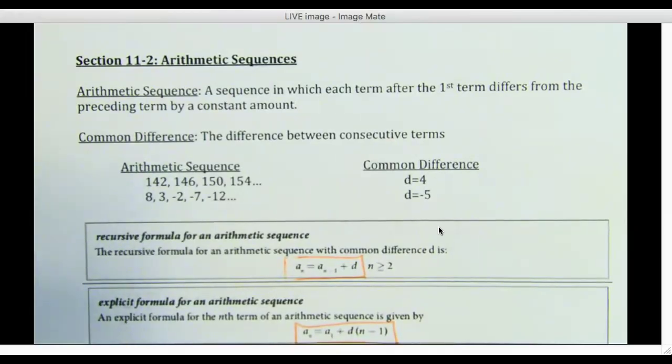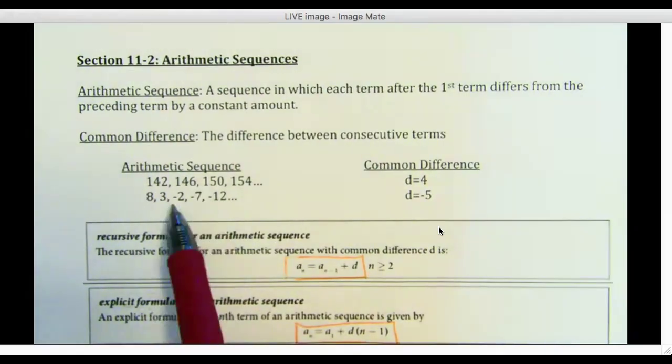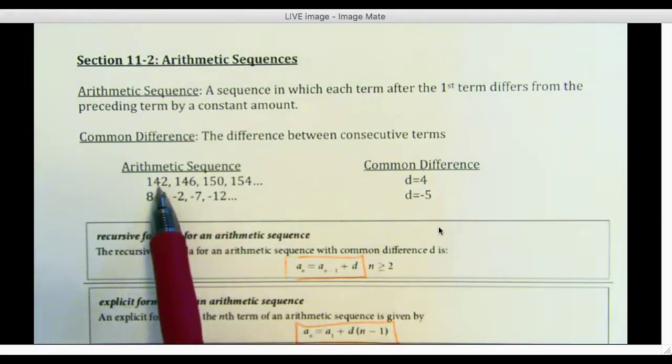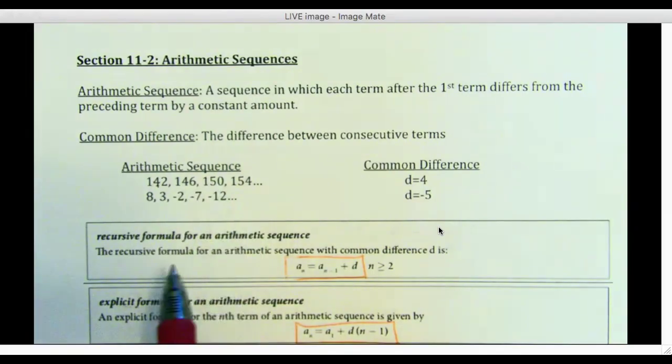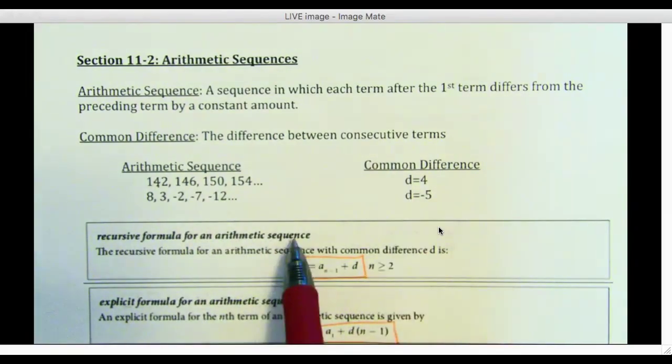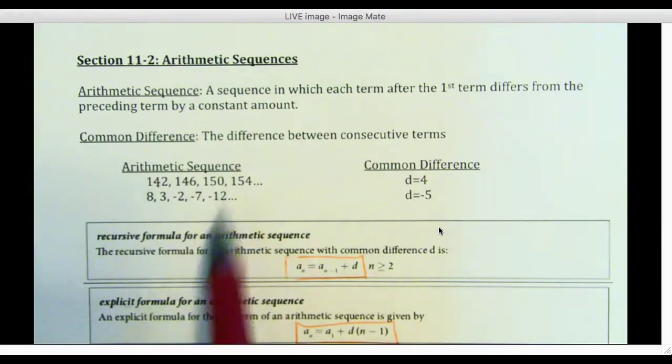Great, this is chapter 11, section 2, and we are looking at arithmetic sequences. An arithmetic sequence is a sequence where we are adding or subtracting the same amount each time to get the next term. So for example, from 142, plus 4 would be 146, plus 4 would be 150, plus 4 would be 154. And so our common difference is positive 4. We're adding 4 each time.